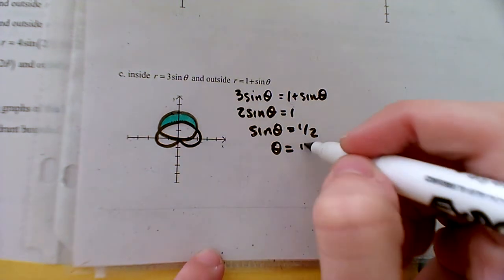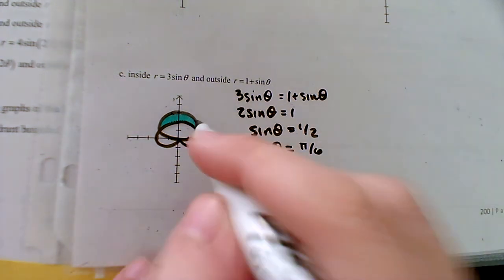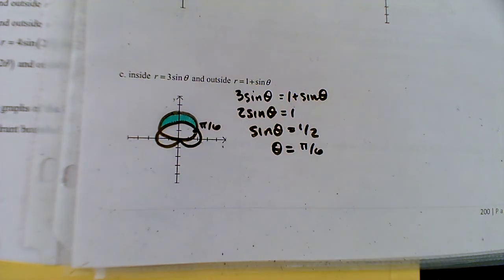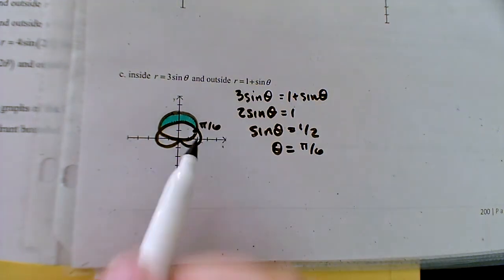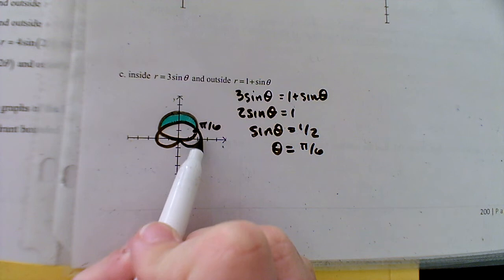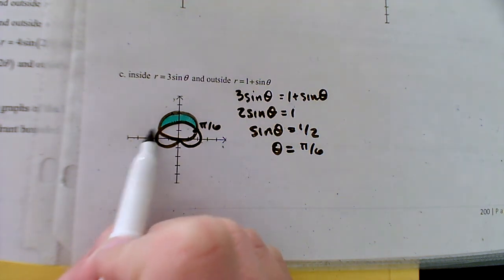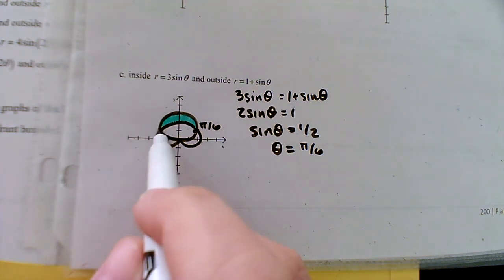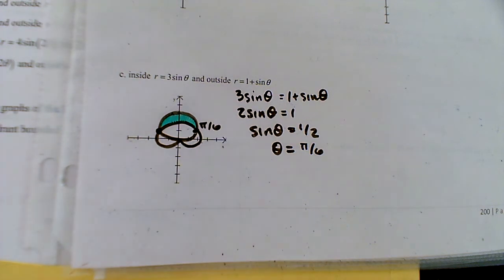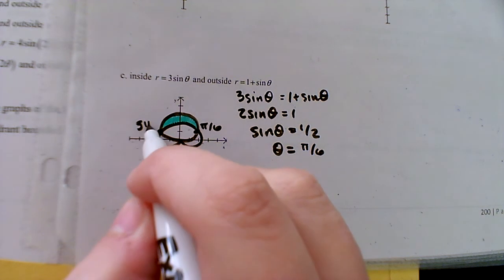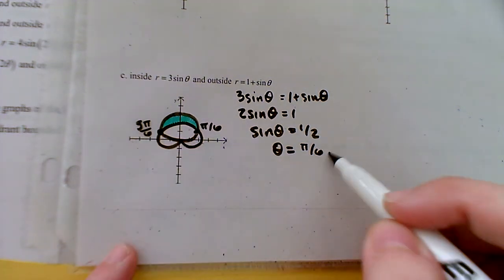Pi over 6, good. All right, so there's the first intersection. Instead of going up pi over 6 from the right axis, if we were to go up pi over 6 from the left axis, aka taking pi and then subtracting pi over 6 because we're going backwards, that would leave us with another one of 5 pi over 6.